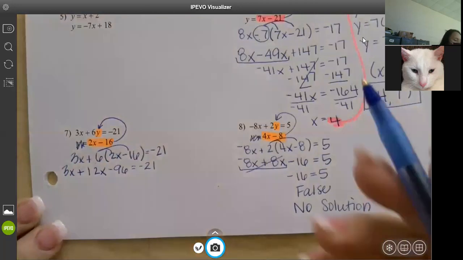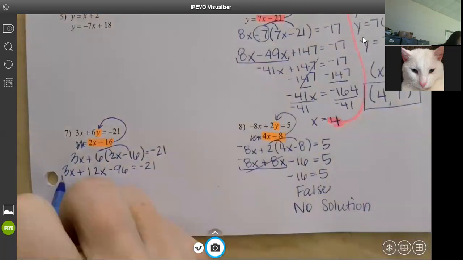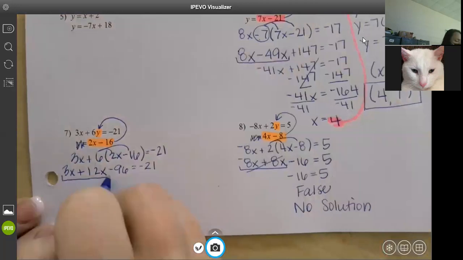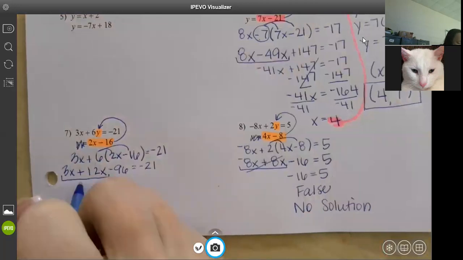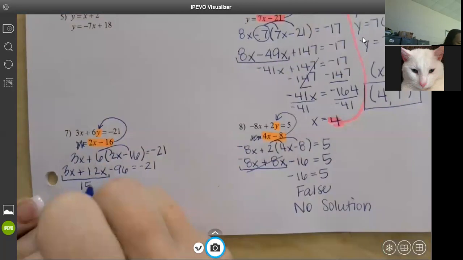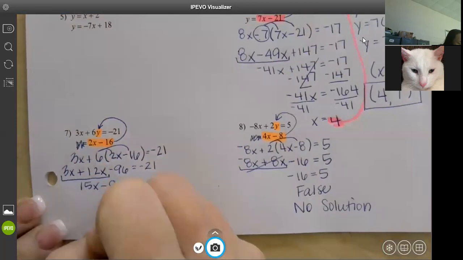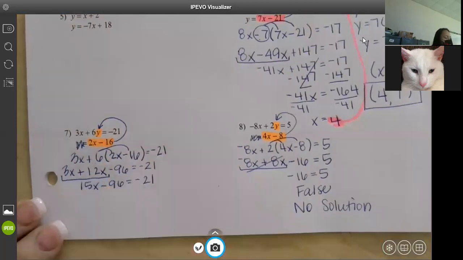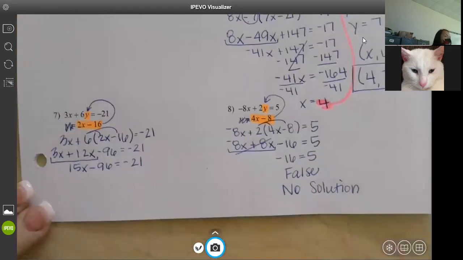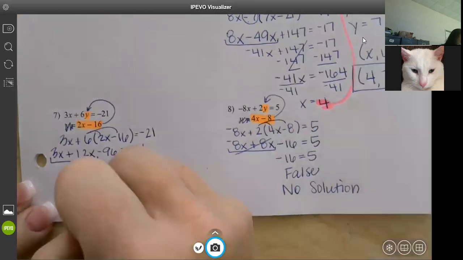Same thing we did on the last one. We can't have two x's, so we're going to put those together. What is 3 plus 12? 15x. Rewrite your equation. Minus 96 equals negative 21. And then we're back to easy solving. So how do we solve for x? Add 96.